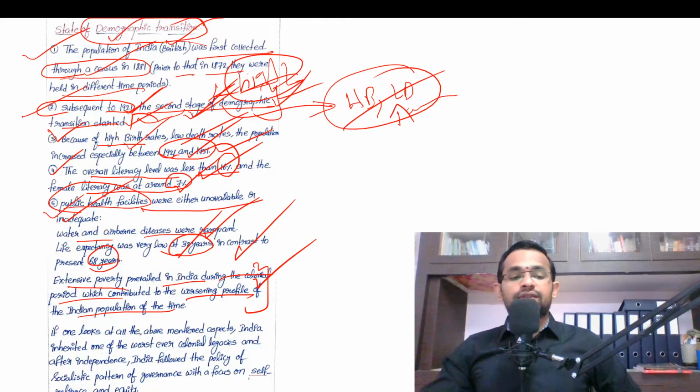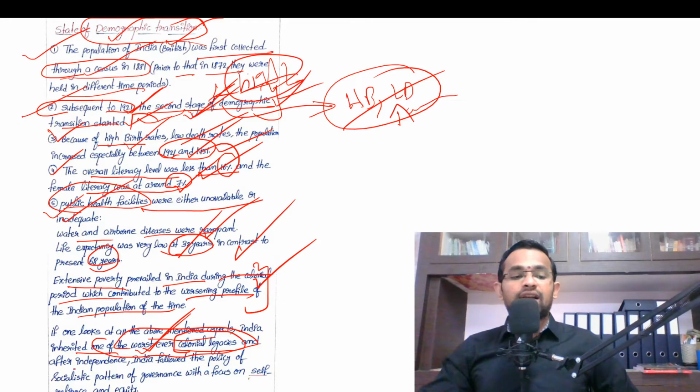If one looks at all the above mentioned aspects, India inherited one of the worst ever colonial legacies. What is the meaning of one of the worst ever colonial legacies? See, Europeans, particularly Britishers, had occupied almost the entire world. They made the entire world a colony for the development of their country. Among the colonies of the British, India was the worst sufferer. That's why India inherited one of the worst ever colonial legacies.